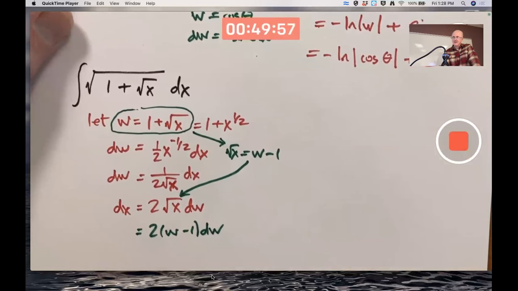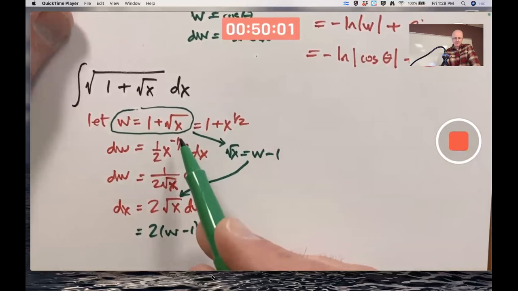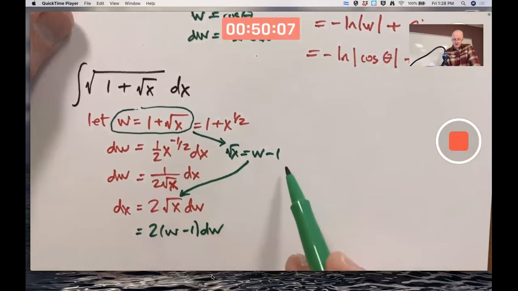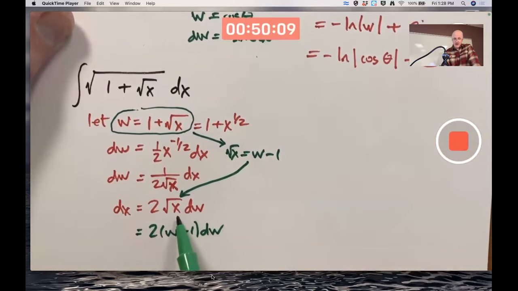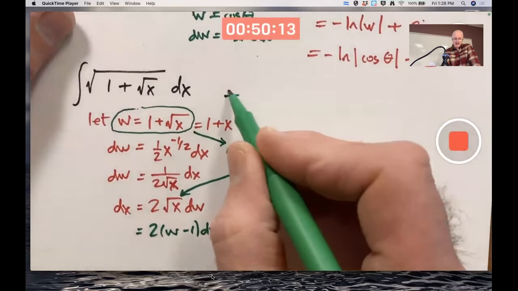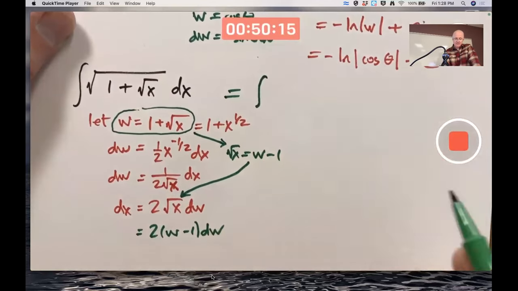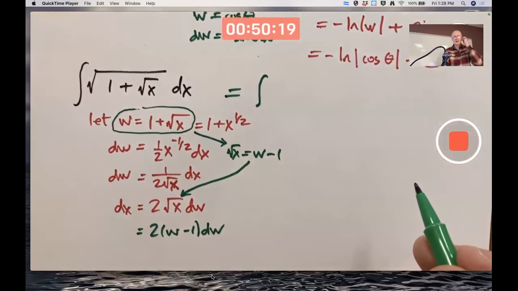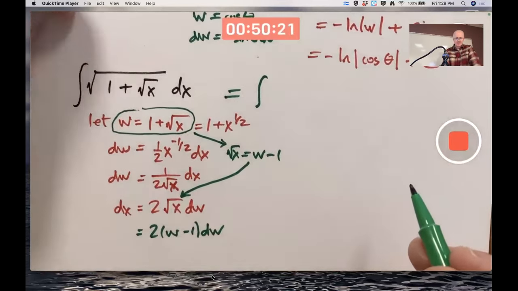Got that? That does work, right? W, by definition, is 1 plus square root of x. Subtract 1, that means square root of x is W minus 1. There's a square root of x, replace it. So now combining all these things, this integral does become simpler. Doesn't look much simpler, but it definitely is conceptually simpler.